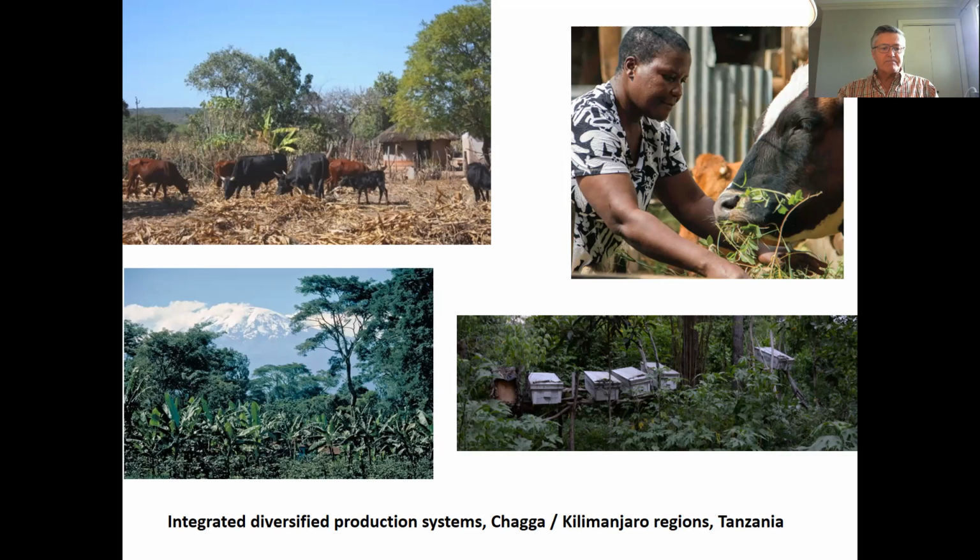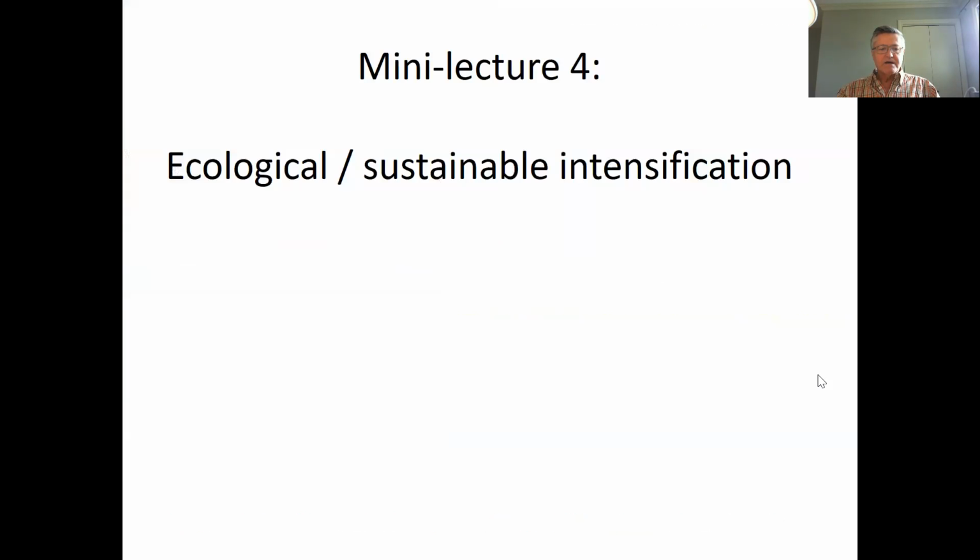I've got in the bottom left corner a picture of Mount Kilimanjaro in Tanzania, a place that I'm doing some work now. And you can see there the Chaga home garden system that integrates bananas and cows and tall trees and coffee in the same small production areas. And here's, in the bottom right corner, another integrated system that's integrating, looks like, cassava with beehives.